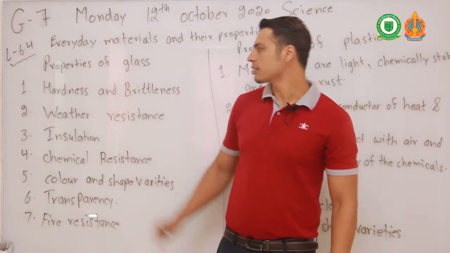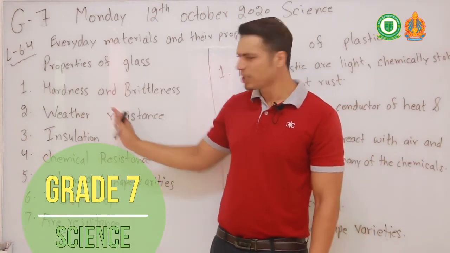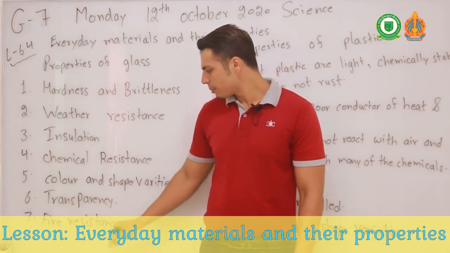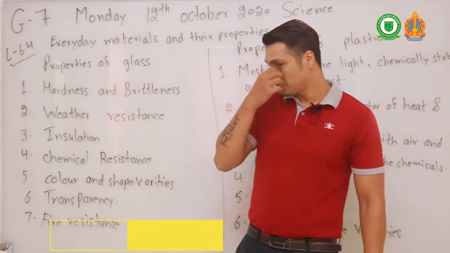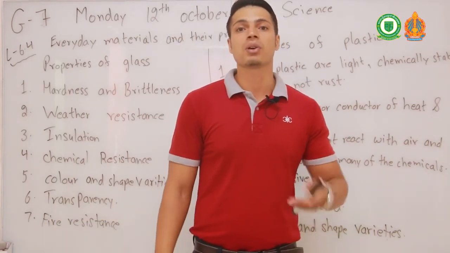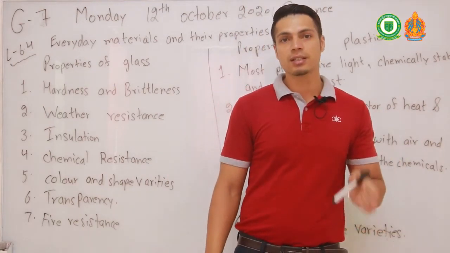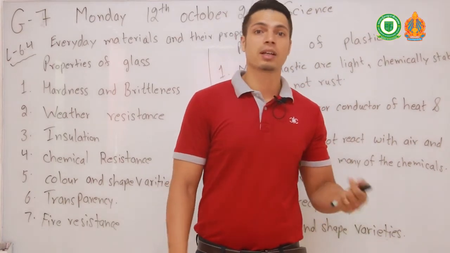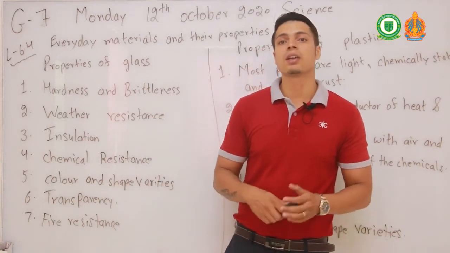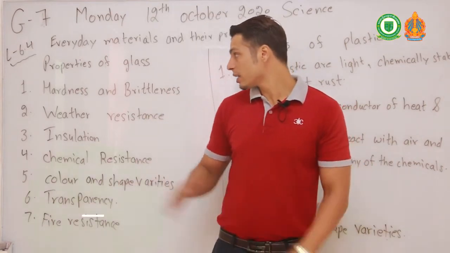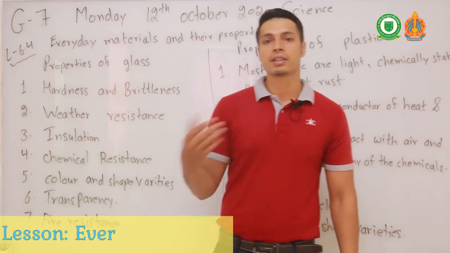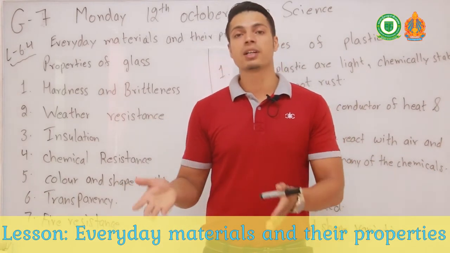So what are the properties of glass? Hardness and brittleness, weather resistance, insulation, chemical resistance, color and shape varieties, transparency, fire resistance, and it can be recycled. Windows are made out of glass. Why? Because it is hard, weather resistant, and transparent. Transparent means you can see through it, so we can see outside and light can come inside. That's why we have light in our rooms. And it is used in making containers, like bottles, water bottles, and food containers.